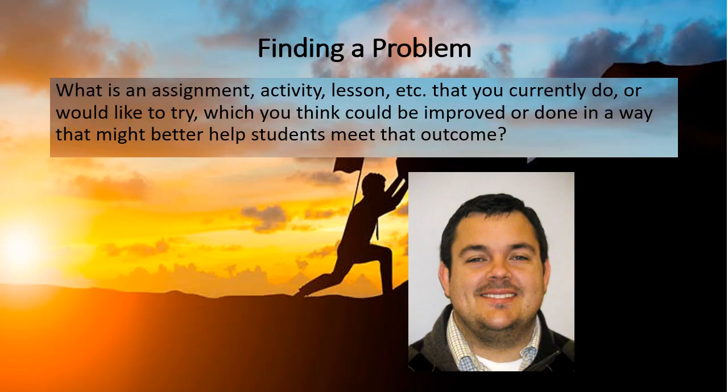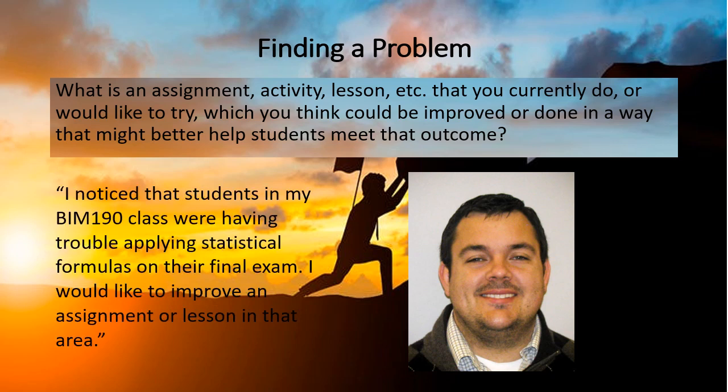Now, here's the part where the form starts asking you questions, trying to get you to think about how to start assessing for improvement. So one of the questions it's asking you is to try to find a problem. So you're trying to find a problem before you begin your assessment, not trying to assess to find the problem. So what is an assignment, activity, or lesson that you currently do or would like to try, which you think could be improved or done in a way that might better help students meet that outcome? And Ryan said, I noticed that my students in BIM 190 were having trouble applying statistical formulas on their final exam. I would like to improve an assignment or lesson in that area.